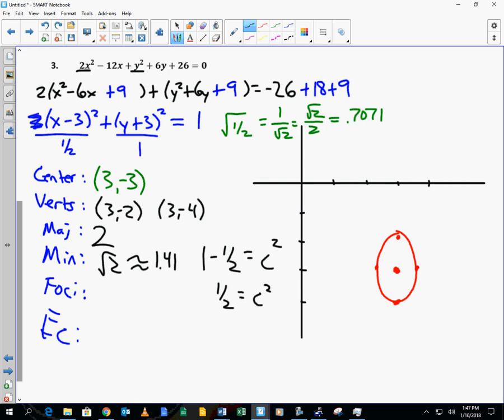We've already done that, haven't we? Then square root of 2 over 2. So I'm going to go 0.7071 units. Do I go vertically or horizontally? Vertically, because it's along the major axis. Very good.